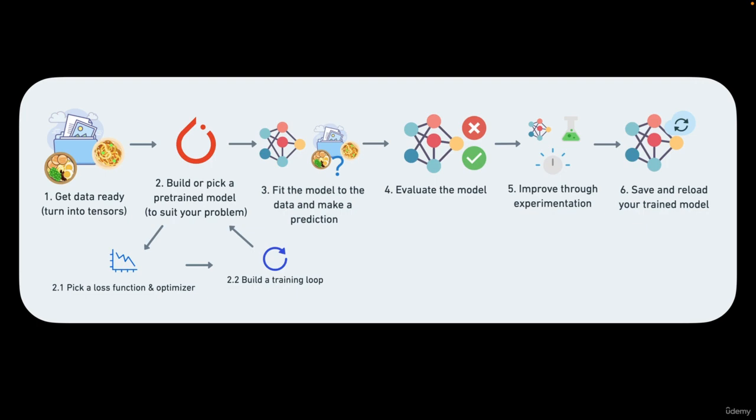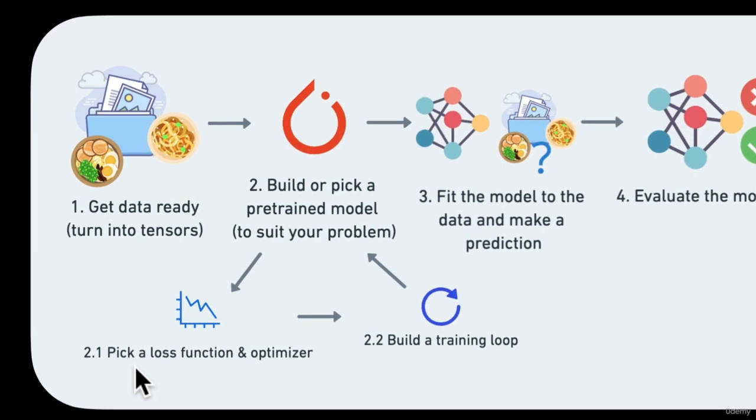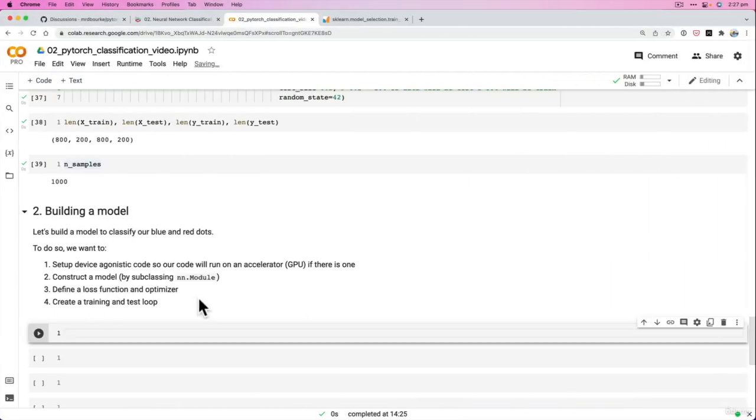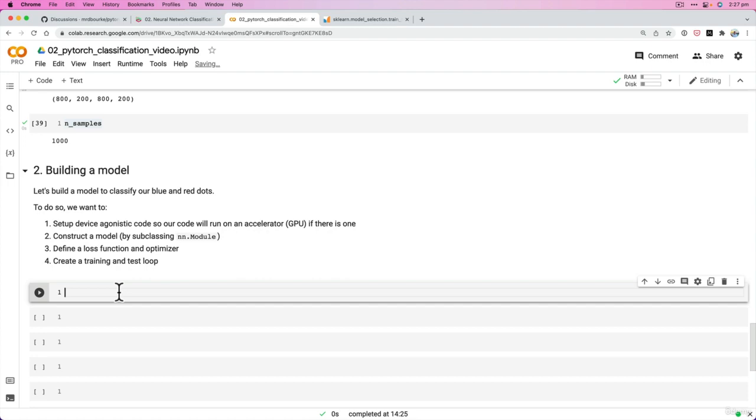And of course, all of these steps are in line with what? They're in line with this. So we don't have device agnostic code here, but we're just going to do it enough so that we have a habit. These are the main steps. Pick or build a pre-trained model to suit your problem. Pick a loss function and optimizer. Build a training loop. So let's have a look. How can we start this off?